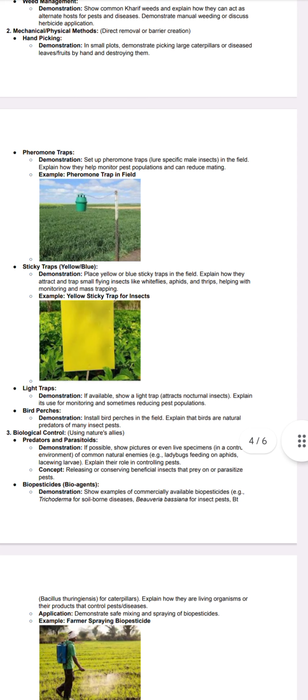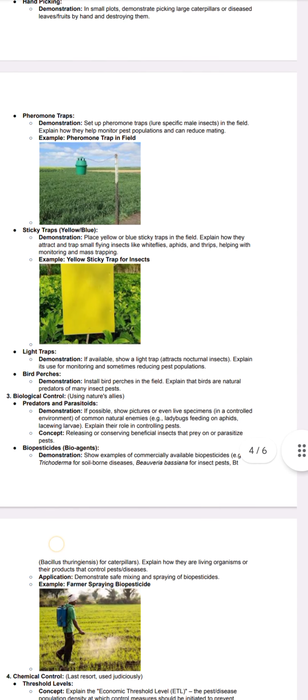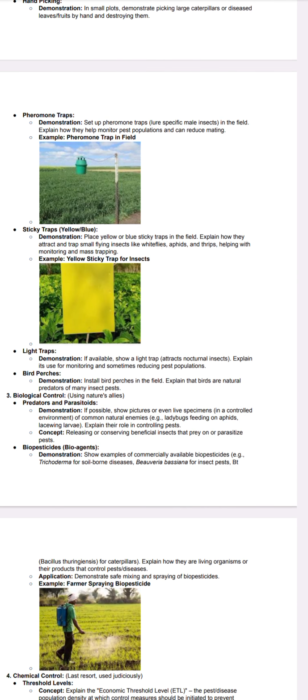Light traps. Demonstrate, if available, how a light trap attracts nocturnal insects. Explain its use for monitoring and sometimes reducing the pest population. Bird perches. Demonstration: install bird perches in the field. Explain that birds are natural predators of small insect pests.